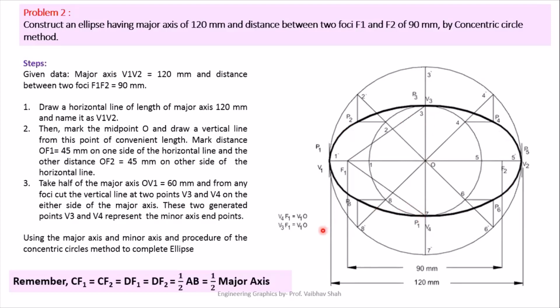So now for this procedure, you have to remember our previous equation: CF1 is equal to CF2 is equal to DF1 is equal to DF2, which is equal to 1/2 AB, or 1/2 major axis.